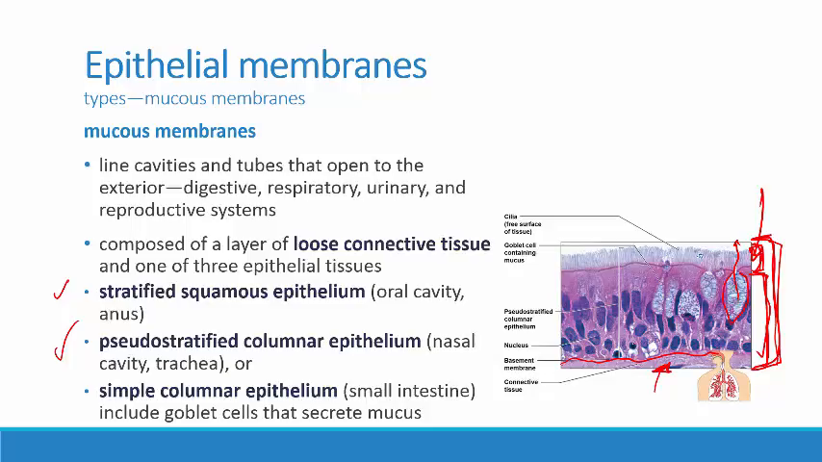And then it could also be just a simple columnar epithelium that we find in the small intestine and in the stomach as well. There we have goblet cells that are busy secreting mucus as well. So that's one of three different mucus-producing layers that line these cavities that open to the exterior of the body.